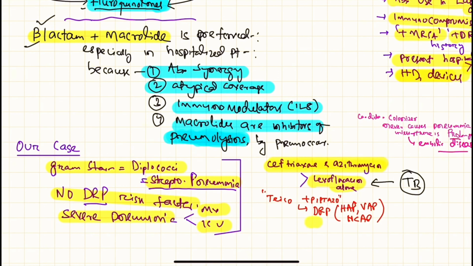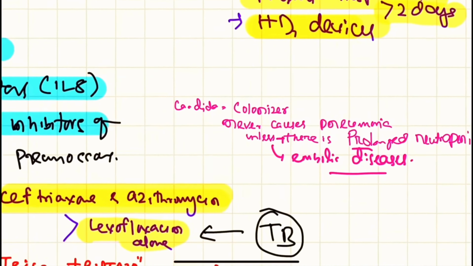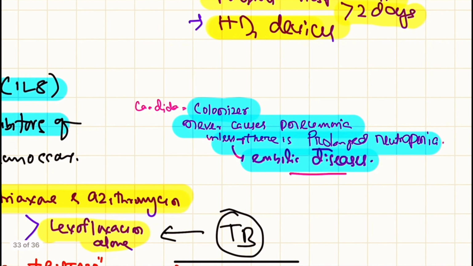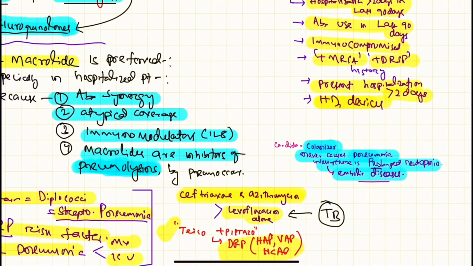Only if DRP is present in our patient, then we will give teicoplanin and piperacillin-tazobactam. It is especially used in hospital-acquired pneumonia, ventilator-associated pneumonia or healthcare-associated pneumonia. Also, Candida is usually a colonizer, and never causes pneumonia unless the patient is prolonged neutropenic and there is some embolic disease like right-sided endocarditis. In those situations, it can produce a lung infection. Otherwise, Candida is always a colonizer. It never produces pneumonia. In this case, our answer will be ceftriaxone plus erythromycin.